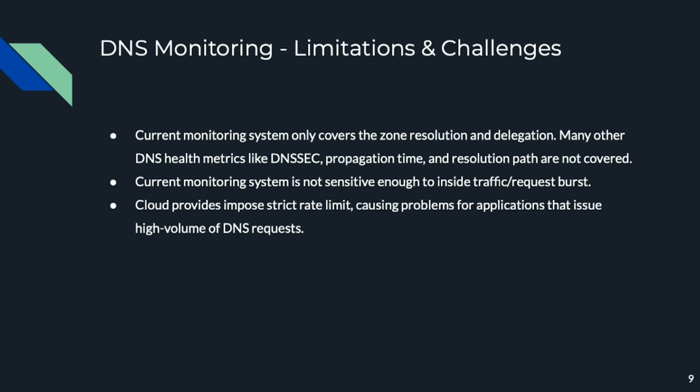Besides, one challenge we encountered is from public cloud providers. Cloud providers impose very strict API rate limits on each service instance. Some of the limits are soft, we can increase them by requesting, but some of them are hard. They cannot be increased or changed. So the strict API rate limit sometimes causes problems for applications that issue high volumes of DNS record requests.